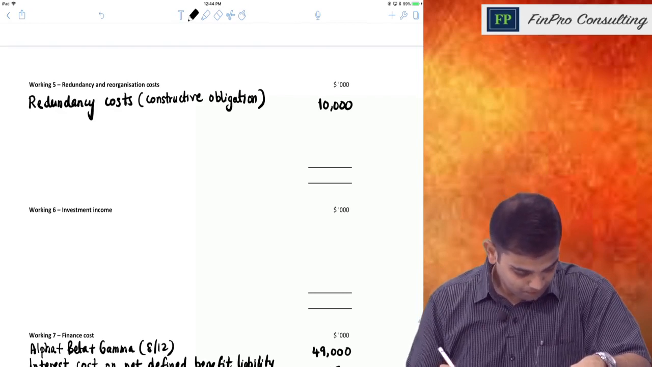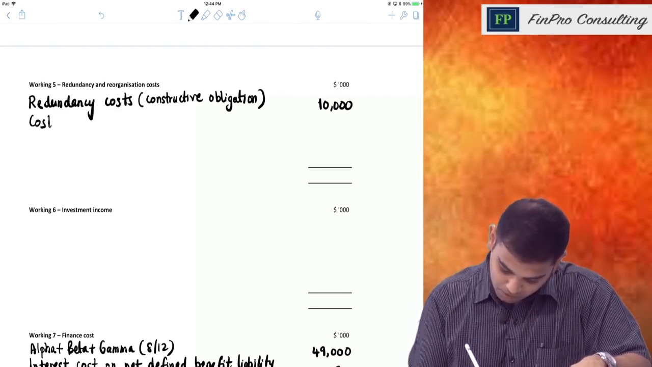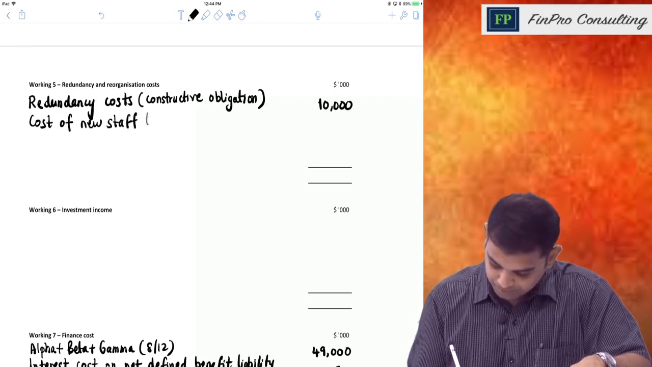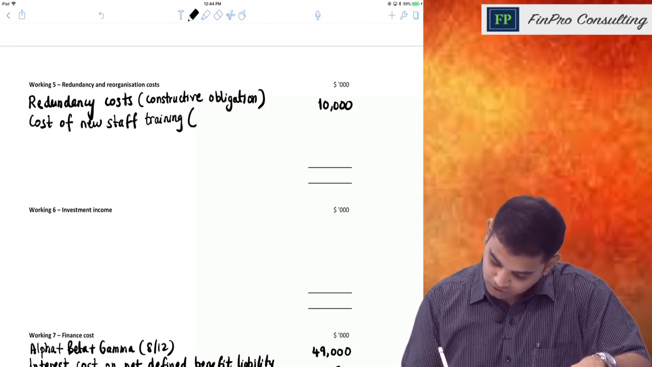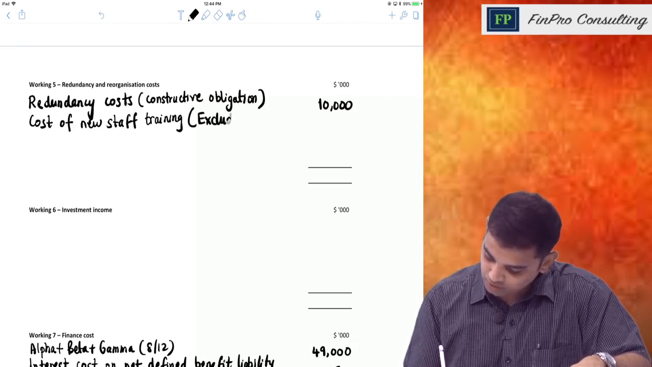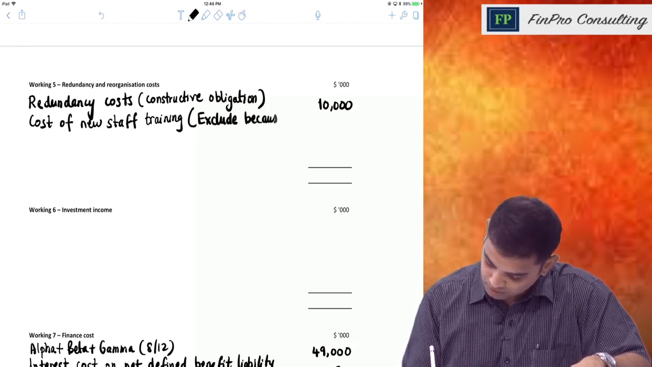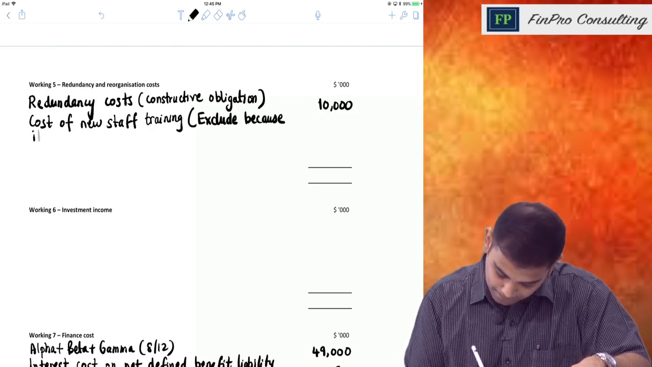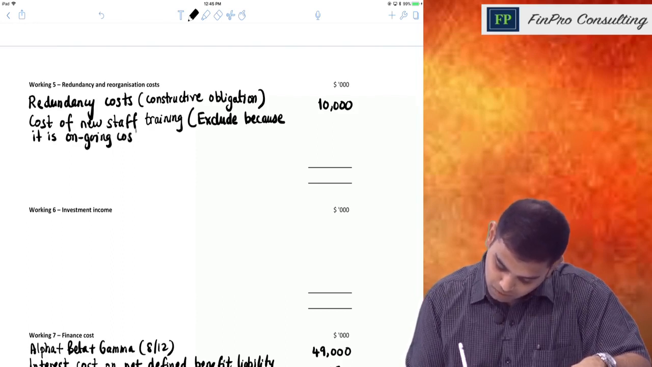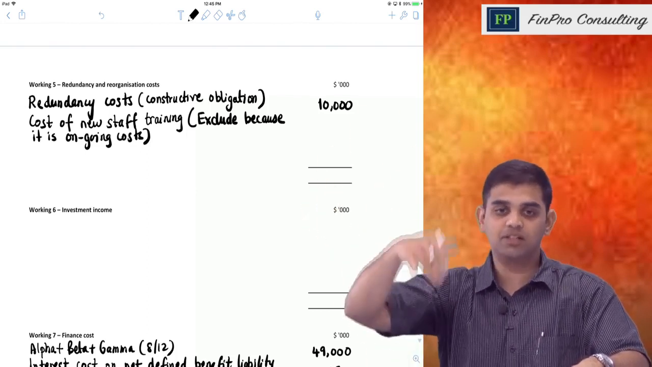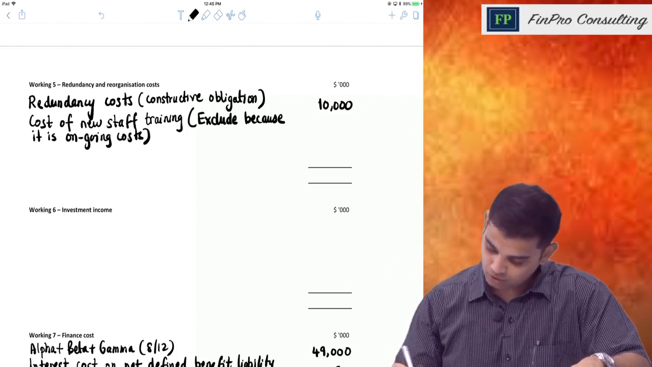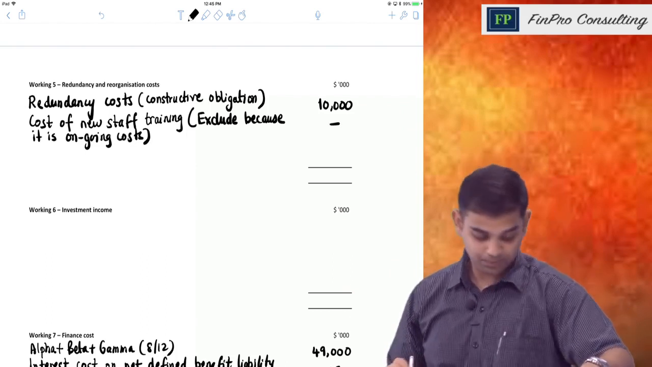Then second is cost of new staff training. Cost of new staff training. So you will exclude because this is an ongoing cost. It is nothing to do with the restructuring, it is relating to the next business that you are going to implement. So dash, you will not include that.